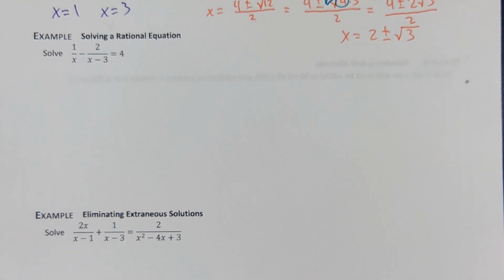We have 2 denominators. That means we're going to need to find the least common denominator so we can distribute that least common denominator across everything.